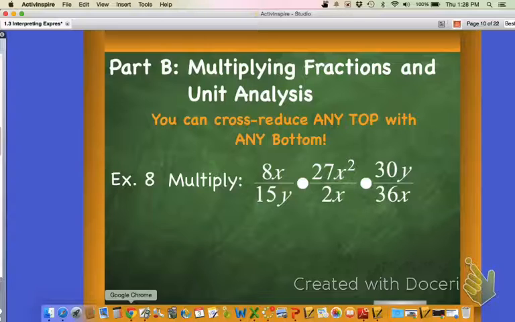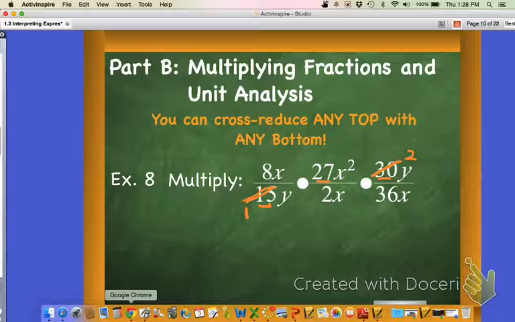And by the way, there's no rhyme or reason, just go to what your eyes see first. I was going to do the 15 and the 27, but now I'm all about reducing the 15 and the 30. It just looks right. So 15 divided by 15 is 1. 30 divided by 15 is 2.